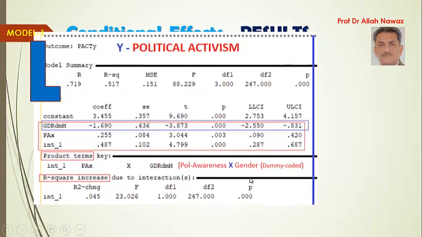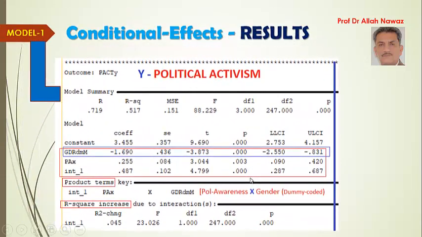The first output regards the impacts of predictors on the dependent variable, in our case political activism. This table shows that 3 variables have been used to predict political activism. One is the moderator, gender. Second is political awareness, the X variable. And third is the interaction term.